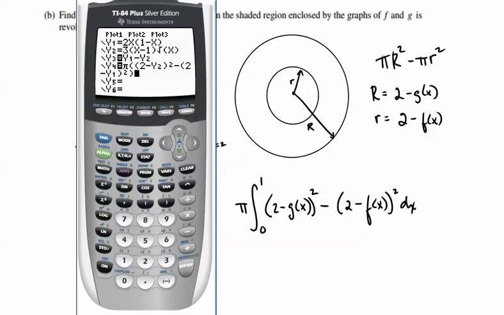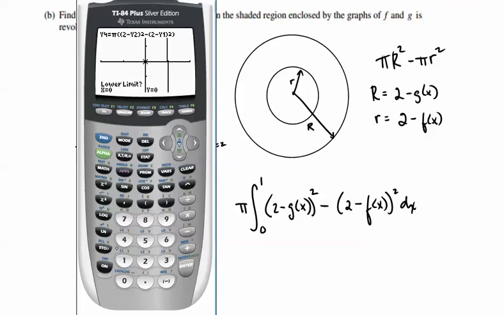So I have pi times that function, the quantity 2 minus g of x squared minus the quantity 2 minus f of x squared. I'm going to turn off the other function and come into graph. Now you can't necessarily see all of it, but that's okay. Second, calc, option 7, and the lower limit is 0, upper limit is 1, and it's going to shade all that in and give us 16.179.